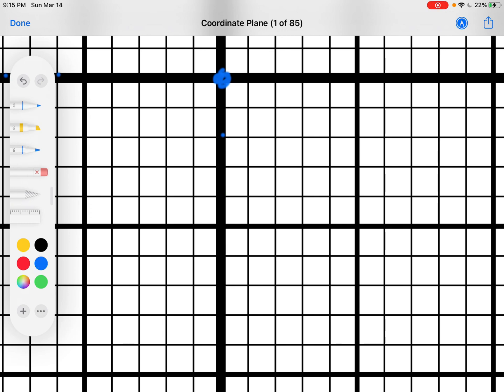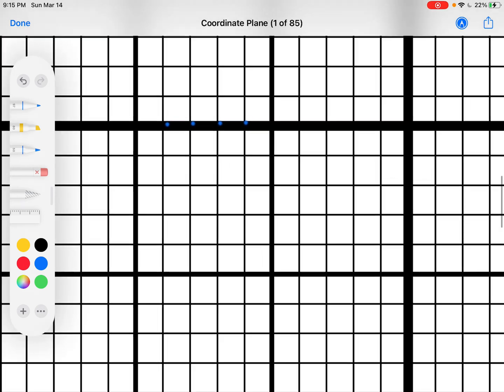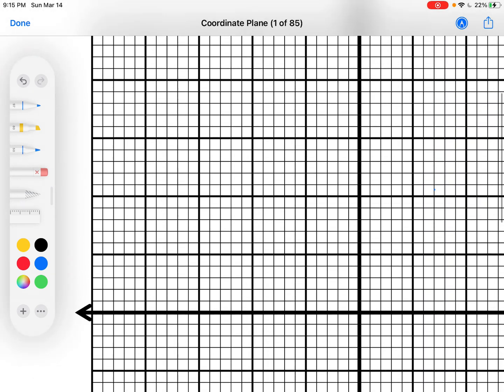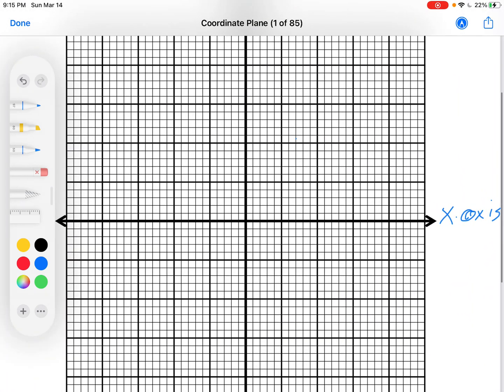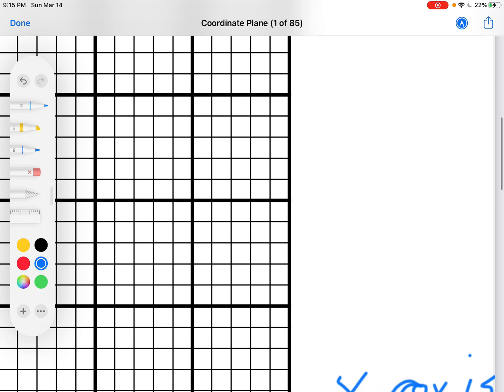Okay, so what if you want a point that's not on the axes? Well, then you have what's called a coordinate pair. And you start off by using parentheses, and you separate the numbers with a comma. The first one is the x-coordinate, and the second one is the y-coordinate. And you know x comes first because x comes first in the alphabet.